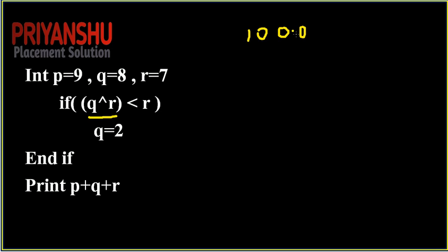1 0 0 0. And the value of R is 1 1 1. Why 1 1 1? Because 7 is written as 111 in the binary system. Okay, then friends, let's do the XOR first.